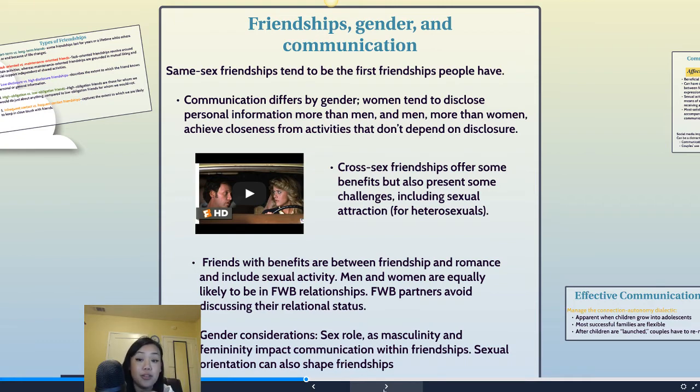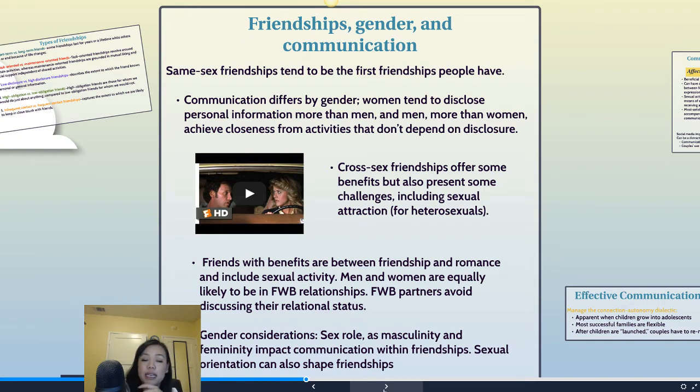This tends to be the first type of friendship people have, which I still think is so interesting, right? As a child, you have a 50-50 chance of becoming friends with someone who is the same gender as you or the same sex as you. And it seems that even though there's a 50-50 chance, most people still end up befriending someone with whom they share the same sex or gender presentation. What we do find, though, is that communication in friendships differs by gender.